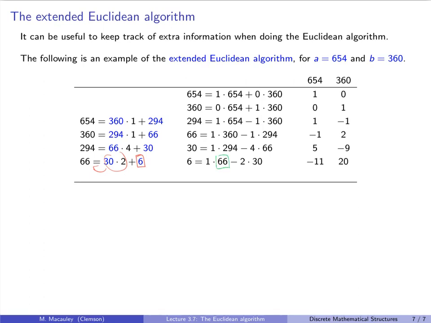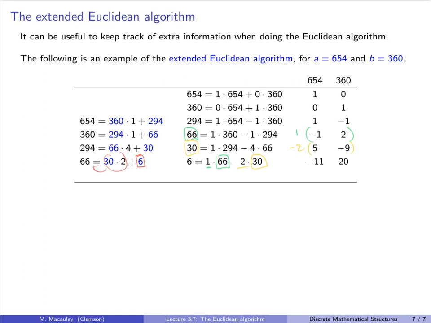So the 66, that's this row. So we take this row, which is negative 1, 2, and multiply it by 1. And then we add negative 2 copies of the next row, 30, which is 5, negative 9. So if we do that, we get, in the first column, 1 times negative 1 plus negative 2 times 5, which is negative 10, which is negative 11. In the second column, 1 times 2 is 2, and negative 2 times negative 9 is 18. 2 plus 18 is 20.